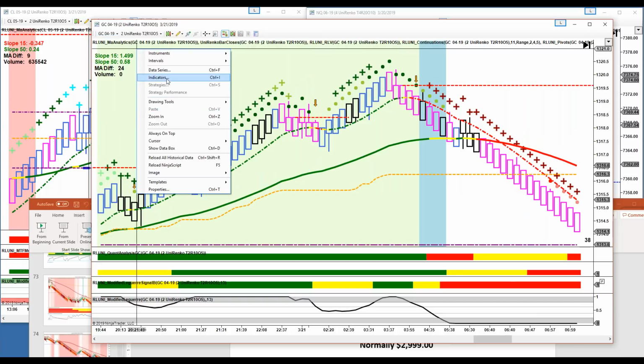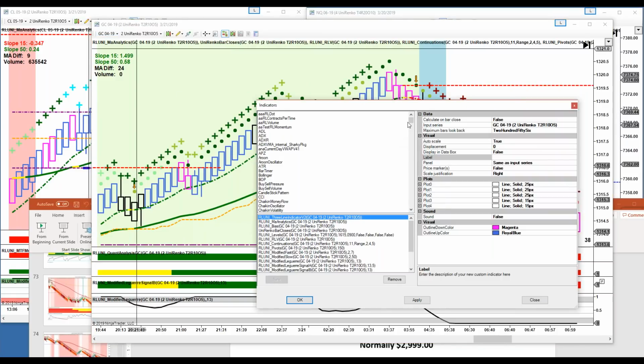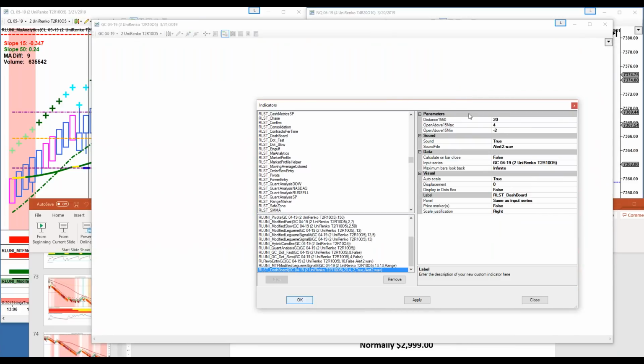Now, if I wanted a dashboard, I just go into indicators. I go to RL Uni. Put a dashboard on it, hit OK. When it recalibrates, there's the dashboard for gold.